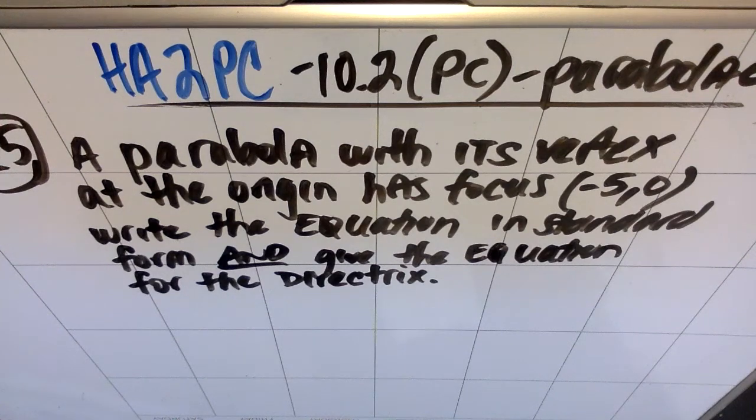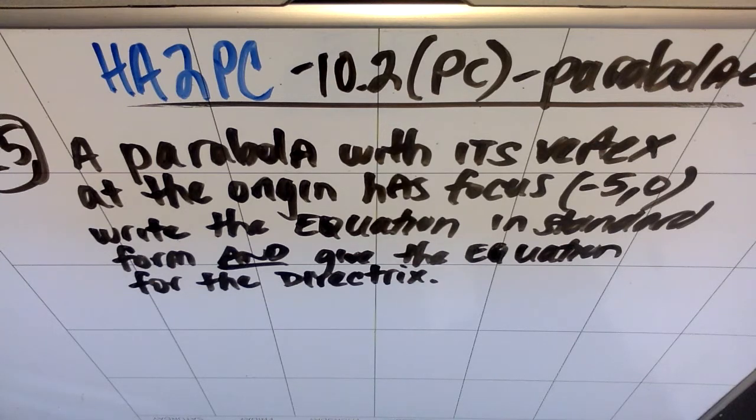Honors Algebra 2 Pre-Calculus, section 10.2 in Pre-Calc, which is Parabolas as conics. In example 5, we have a parabola with its vertex at the origin and a focus of (-5, 0). We're asked to write the equation in standard form and give the equation for the directrix.